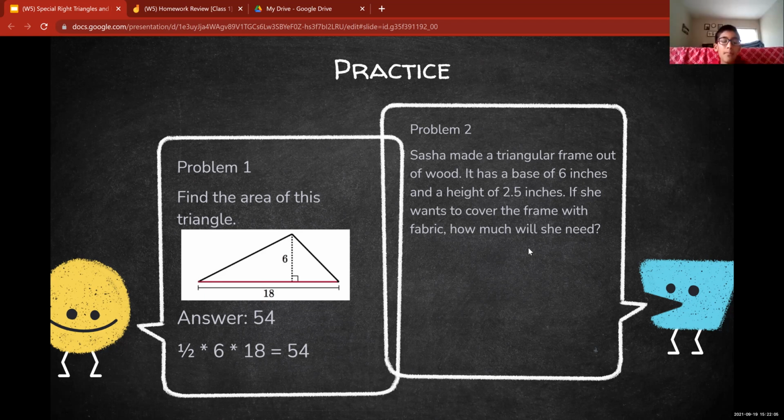I had a question. Yeah, go ahead. So you're showing the area for a two-dimensional shape, right? Right. For three-dimensional, all you have to do is multiply it by the height. Okay, thank you.